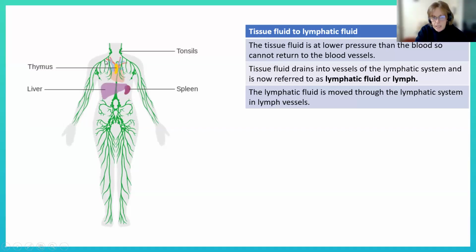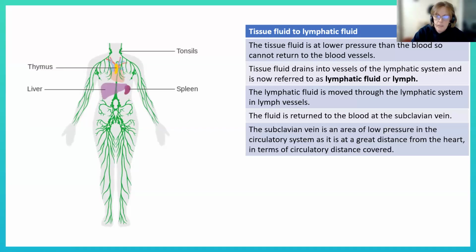By the time it's getting back to the right side of the heart, it's lost all of that pressure from the pump of the strong left side. So it's under really low pressure by the time it returns here. So that's the point, just under the collarbone, the clavicle, where the subclavian vein can return the lymph. That's how we get the fluid back, because it's such a low pressure area.